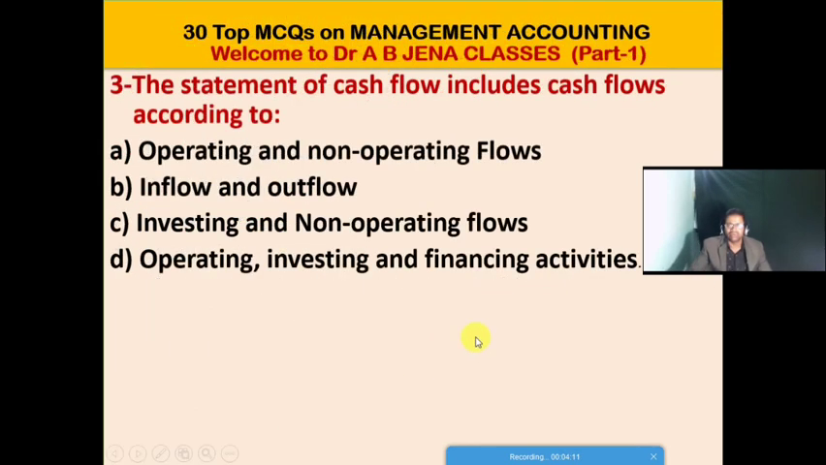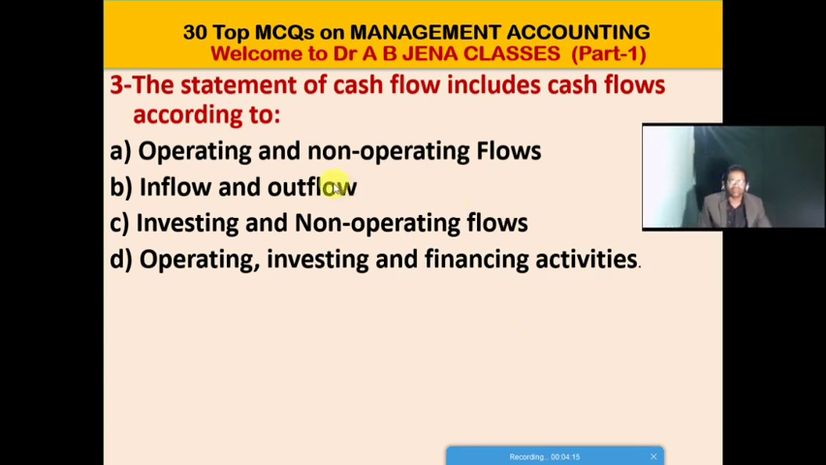Next MCQ: the statement of cash flow includes cash flows according to A, operating and non-operating flows; B, inflow and outflow; C, investing and non-operating flows; D, operating, investing and financing activities. So friends, D is the right option for this MCQ. The statement of cash flow includes cash flows according to operating, investing and financing activities of the firm.